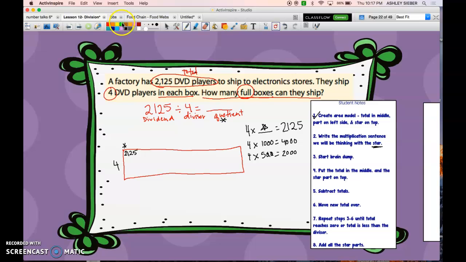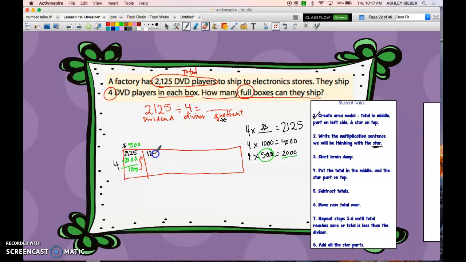So I'm going to use my star part, 500. It's under my star. That goes on the top with my stars. I'm just matching up the stars. Then my total, 2,000, goes in the middle. And I subtract. And I get 125 left over. So I'm going to move over the 125.